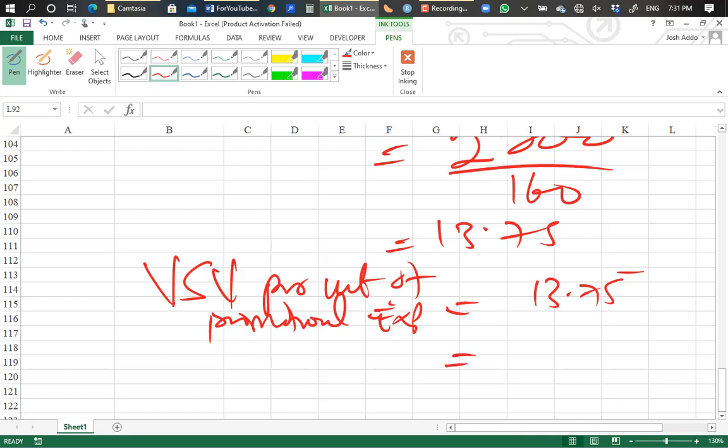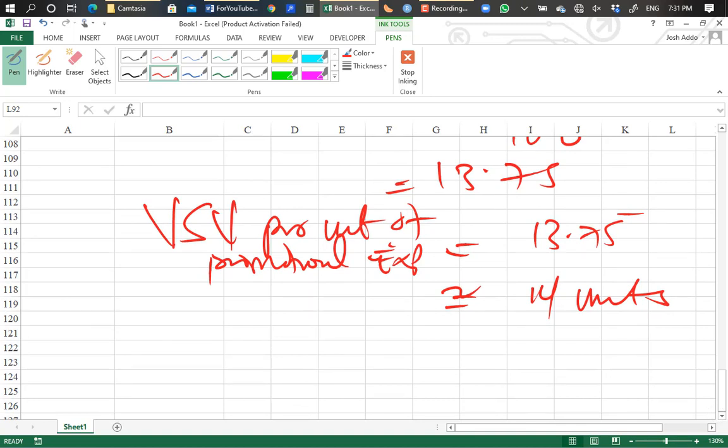So let's say this is approximately 14 units. It means that every 1 cedi of promotional expenditure incurred will drive 14 units of the product to be purchased. That's what it is saying. Or if you want to use 13.75 units of the product to be purchased, whether you use 14 or 13.75, I think each one of them is okay.